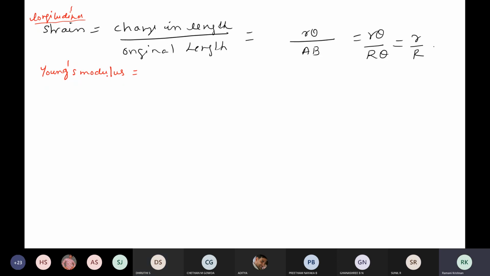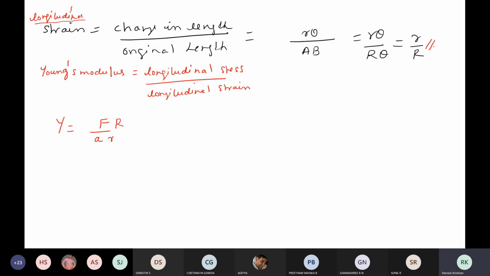You should say Young's modulus is longitudinal stress by longitudinal strain. Now what we got is longitudinal strain. Now longitudinal stress. Before that, let me write the symbol for Young's modulus. Y is equal to longitudinal stress, which is force per unit area, into strain, which is r by R. Correct?